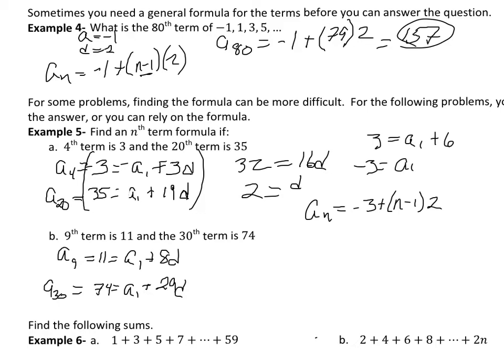So we're going to eliminate A, run a negative through the top. 74 minus 11 is 63. A's go away. 29 minus 8 is 21. So D is 3. Correct. Plug it in. Let's plug it in the top one here. So 11 equals A sub 1 plus 8 times 3 is 24. Subtract 24, and A sub 1 is -13.